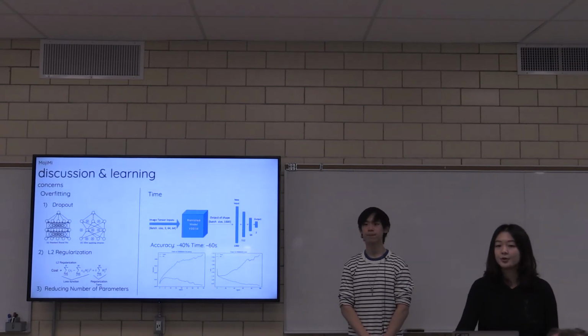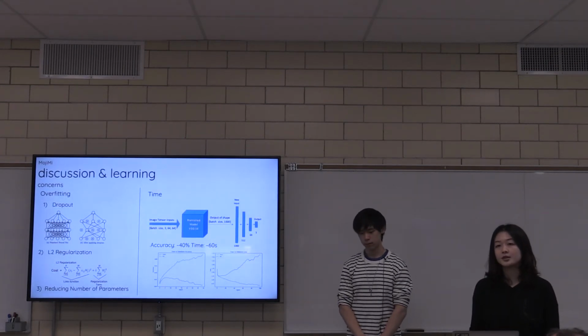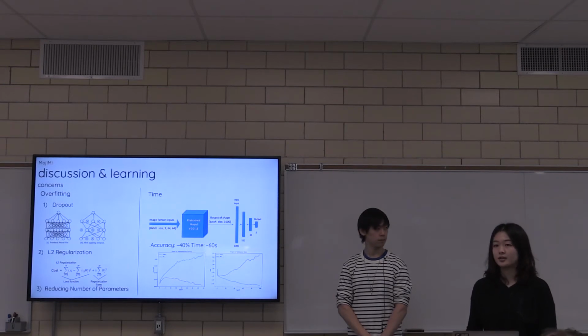Yeah, and we also tried to use transfer learning to decrease the training time. So we're passing our input images to a pre-trained model, and then based on the output of the pre-trained model, we train another neural net. Despite the time decreasing significantly to 60 seconds, our accuracy actually dropped a lot, and we believe this is due to the overfitting, which is shown in the curve over here.